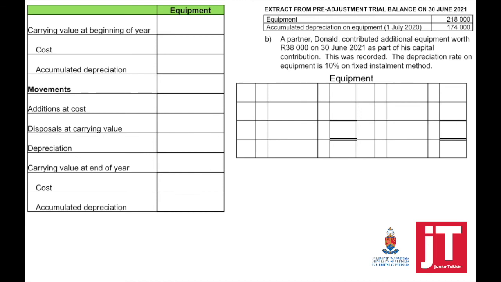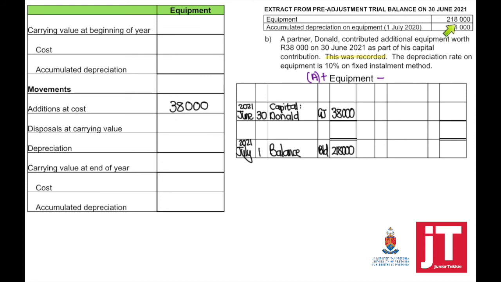38,000 was contributed at the end of the accounting period. This was recorded. It means that additions, capital, Donald, 38,000. In my tangible asset note, I'm also going to indicate 38,000. This means that the balance from the pre-adjustment trial balance is the balance at the end. Balance brought down means balance carried down. So in my tangible asset note, this will be the balance at the end.